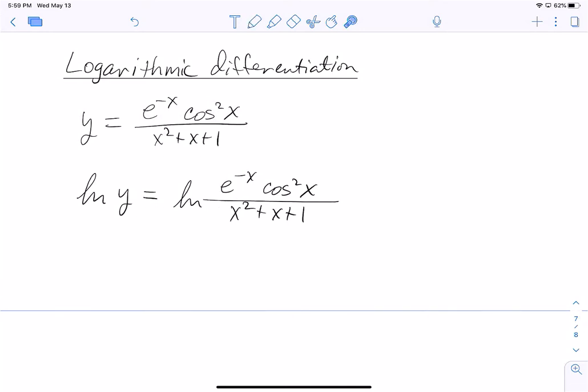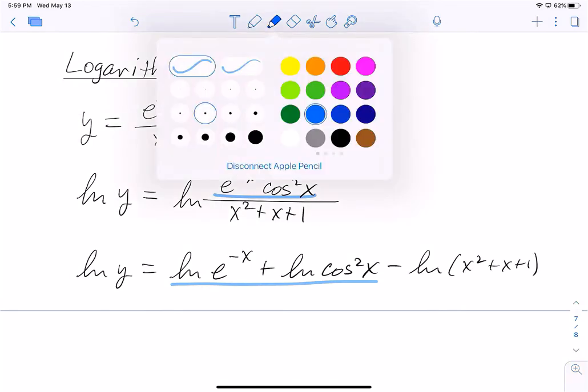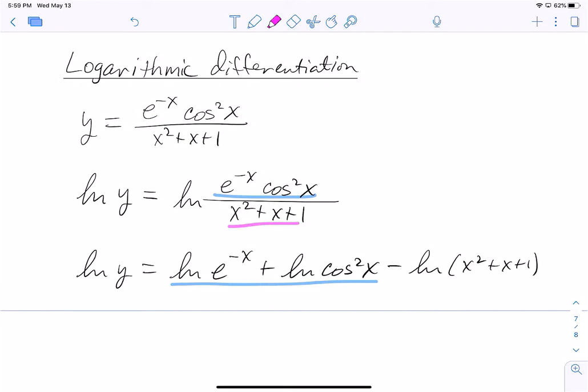Our properties of logs say that I can turn a quotient into a difference. Further, I can turn a product into a sum. And so applying those two, we can write that we have the natural log of y equals the natural log of e to the negative x plus the natural log of the cosine squared of x. Now that's from the numerator. And then minus the natural log of the quantity of x squared plus x plus 1. That minus is because we have a quotient, right? So that would be from the denominator.